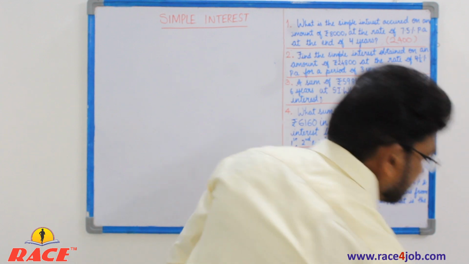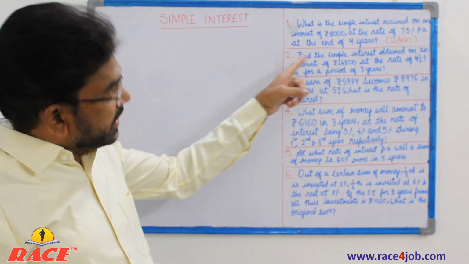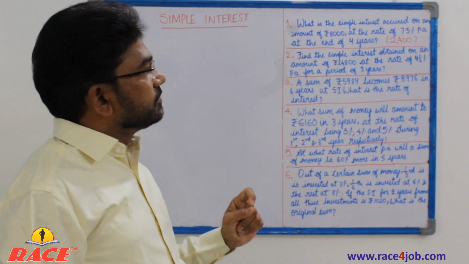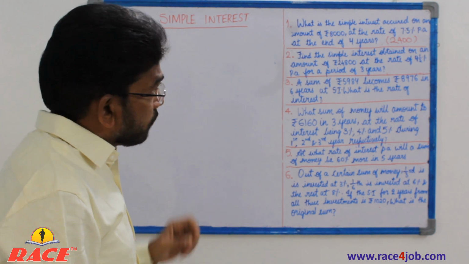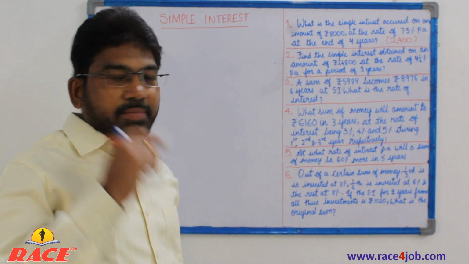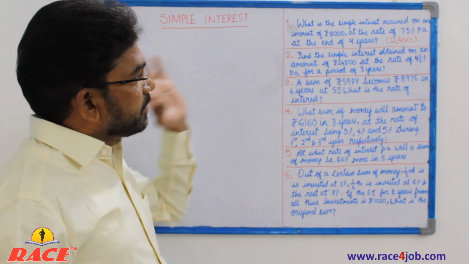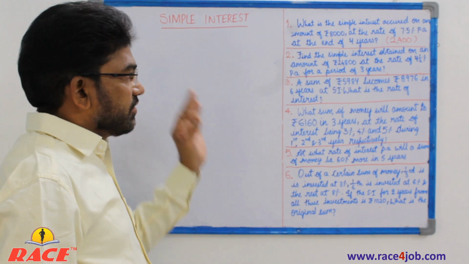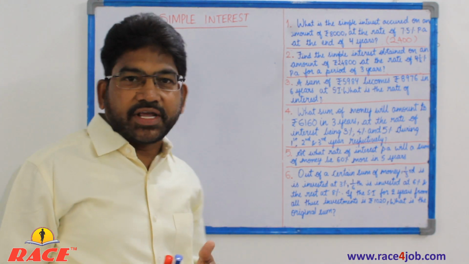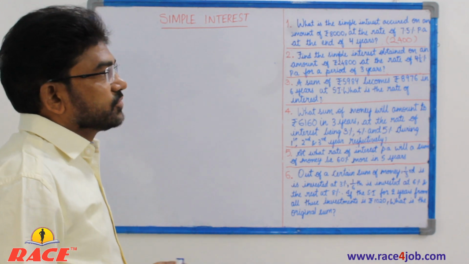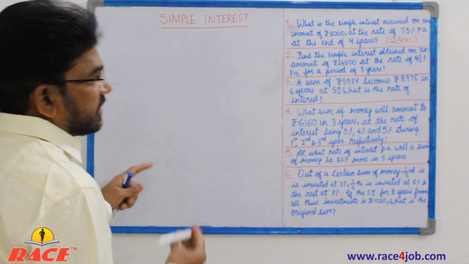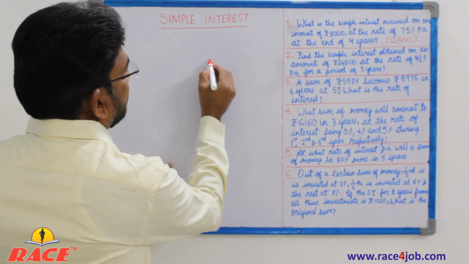Now, let us see the second question. Find the simple interest obtained on an amount of 24,800 at the rate of 4.5% per annum for a period of 3 years. Again, my dear friends, principal is given, rate of interest is given, time he has given. So simple interest is PTR by 100 you can take, or you can do one more thing. Okay, as I said, 4.5% for 3 years means totally 13.5%.